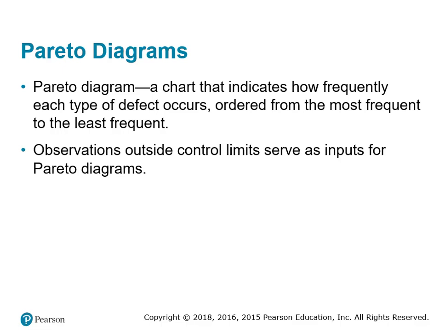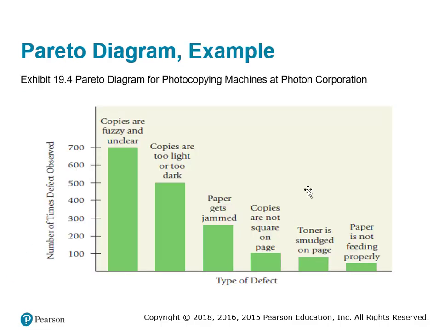Pareto diagrams indicate how frequently each type of defect occurs, ordered from the most frequent to the least frequent, and observations outside control limits serve as inputs for Pareto diagrams. So here's one, and this is a nice, really clear thing. Here the paper's not feeding properly. Here we've got fuzzy, unclear copies. This would be a big deal. Too light or too dark is a problem also. Well, they're all problems, but this shows you where the biggest problems are.